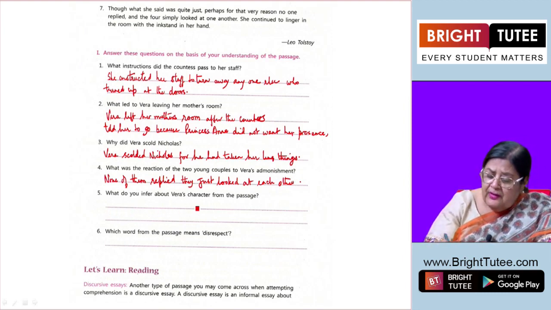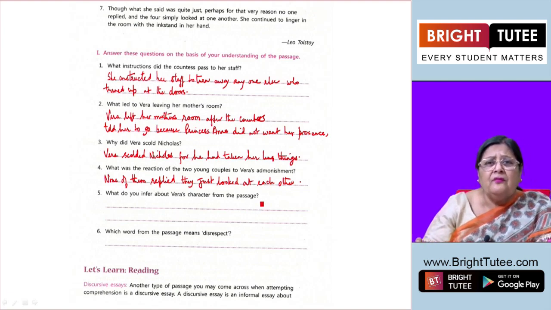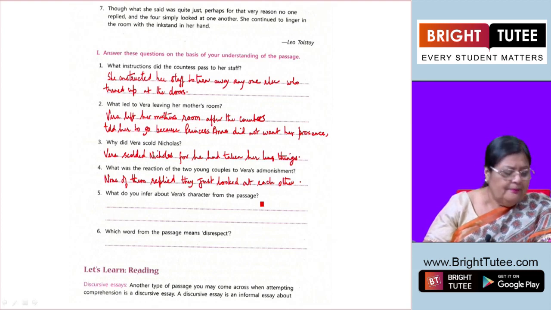What do you infer about Vera's character from the passage? What do you think the character of Vera must have been? She was a nice girl, but she had her self-respect. She was scolded by her mother in front of her friend. Naturally, she was upset. Probably she did not want to be rude, but she had to be because she couldn't have control over her anger or her sad feeling.